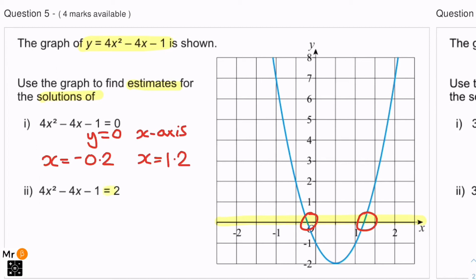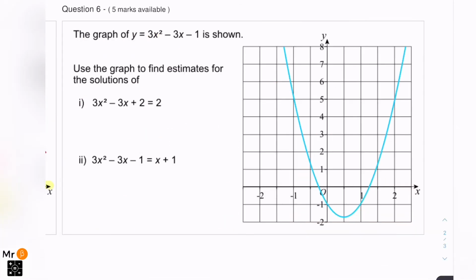You'll notice that our second question changes slightly to the first because it's equal to 2 this time. So this is the line y equals 2. So we start by drawing that line y equals 2. We again have to see where our lines meet and cross over, and that will give us our 2 x values. That gives us x is equal to minus 0.5 and x is equal to 1.5.